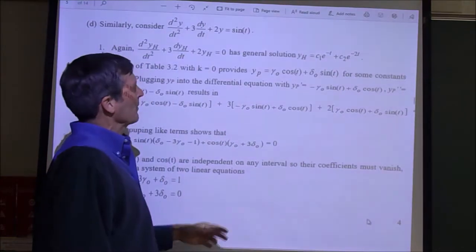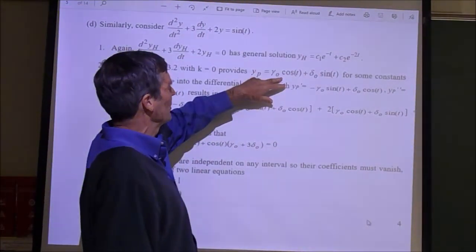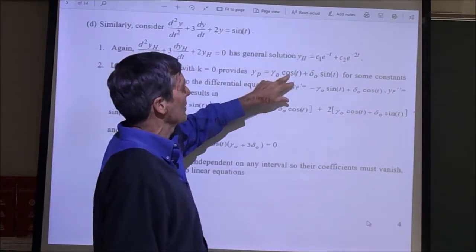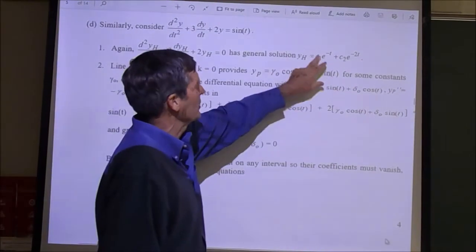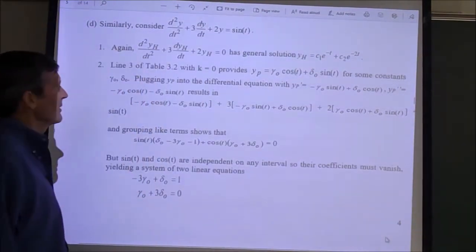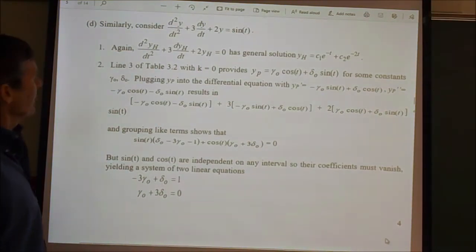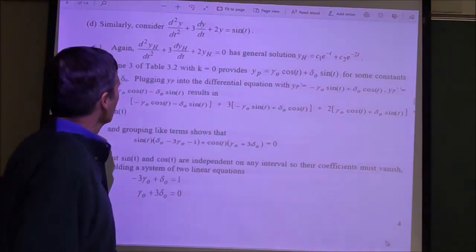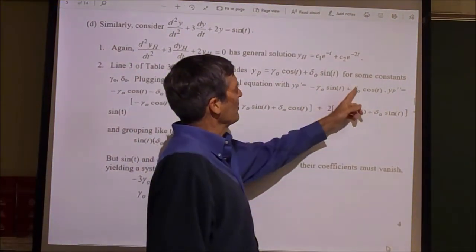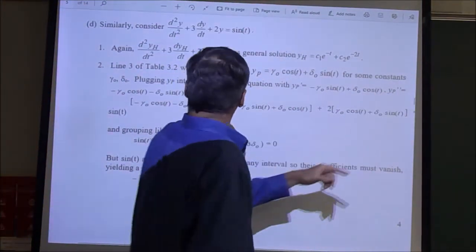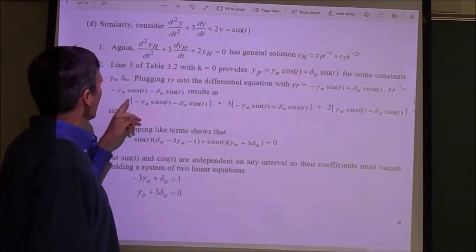So we're going to take k equals 0 in the third line of the table and say there is a solution, gamma 0 cosine t plus delta 0 sine t. Because both these terms are independent, they aren't solutions of the homogeneous problem. So we plug the two terms in there. The first derivative is minus gamma 0 sine t plus delta 0 cosine t. The second derivative is minus gamma 0 cosine t minus delta 0 sine t. So we plug that in.